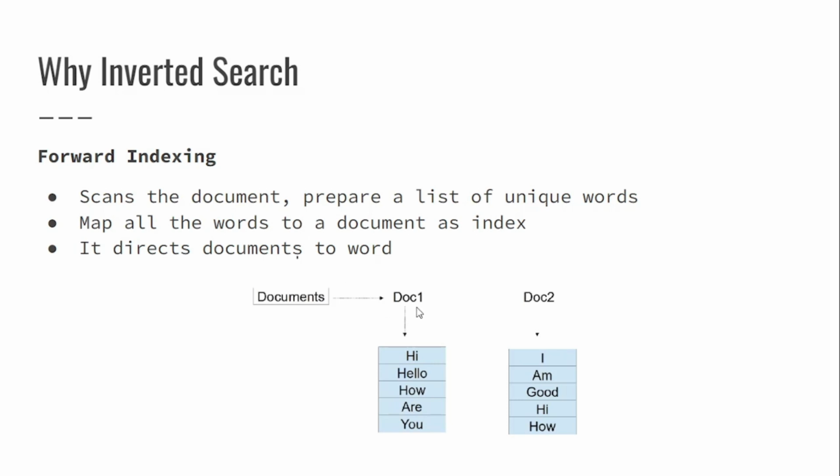Let us say there are two documents, document 1 and document 2, each containing a list of words. In forward indexing, the documents are mapped in such a way that all the words within the documents are indexed. So in forward indexing, it scans the document, prepares a list of unique words, and maps all the words to the document as an index. Here, document 1 contains all the words given below, and document 2 contains all the words given below. It directs from documents to the word.